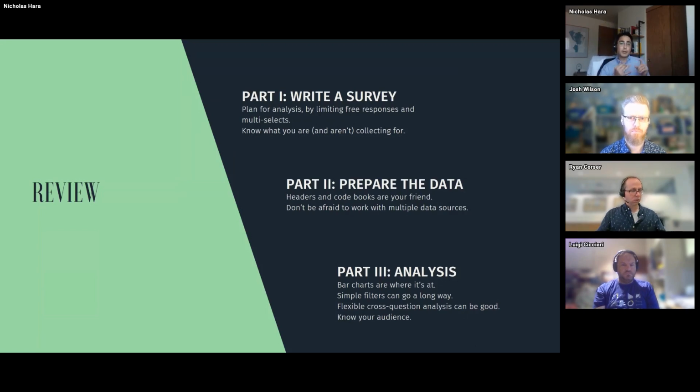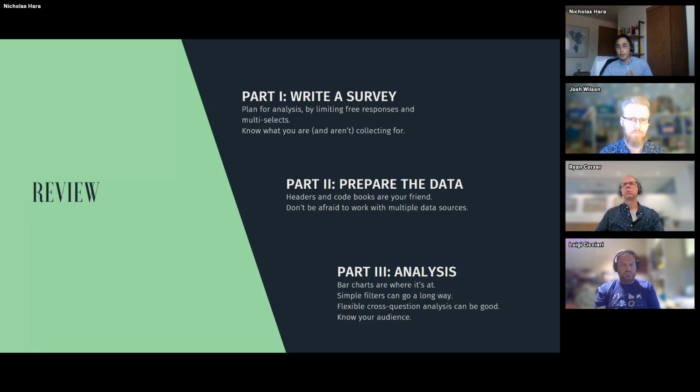Basically, plan for analysis, and limit your free responses and multi-selects, or limit how they would be used. Free responses can be very useful for giving you additional information about a previous question, but if they are solely themselves something that may need to be coded later, it might be worth turning those into questions themselves, where you give people the options. Think carefully about what you are and are not collecting your data for, especially how that data analysis will be used. A misapplication of survey data could really get you in hot water.